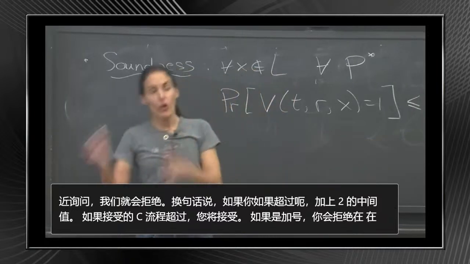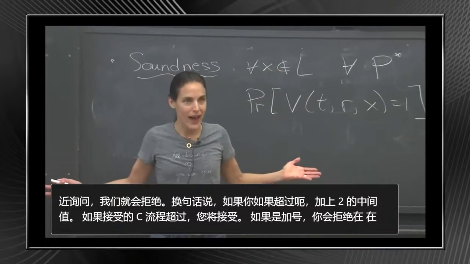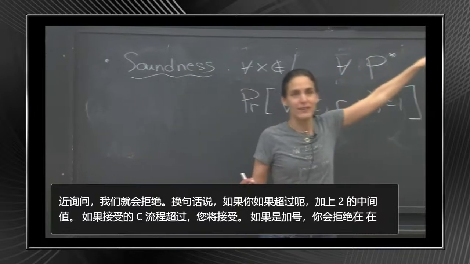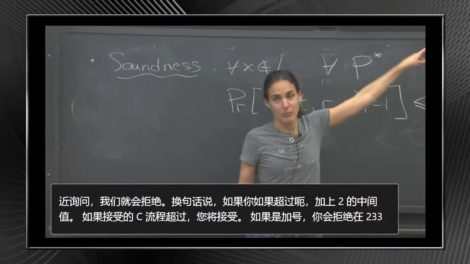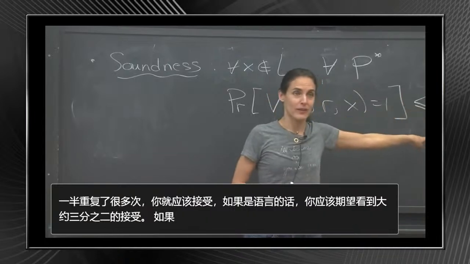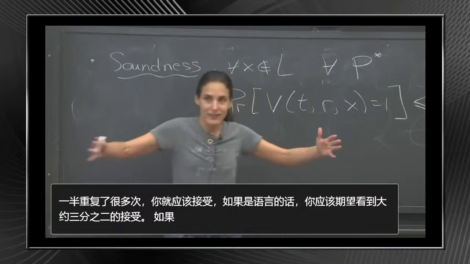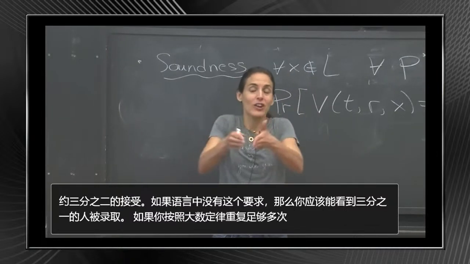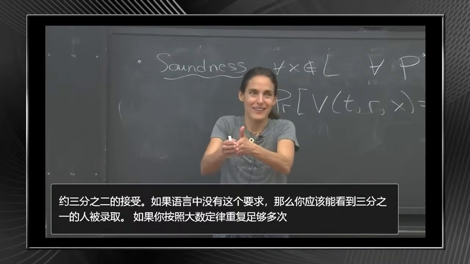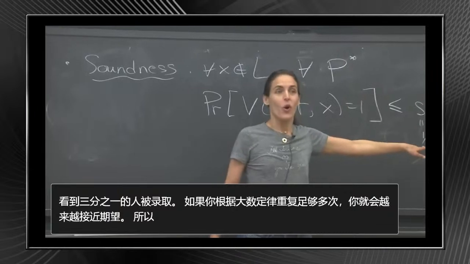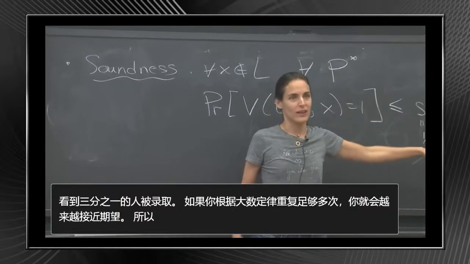In this case of 2/3 and 1/3, if, let's say, more than half repeated many, many times are accepted, you should accept. If it's in the language, you should expect to see about 2/3 acceptance. If it's not in the language, you should expect to see 1/3 of them being accepted. And if you repeat enough times, by the law of large numbers you're going to get closer and closer to the expectation. So you're going to be either very close to 2/3 if you're in the language, or very close to 1/3 if you're outside the language.